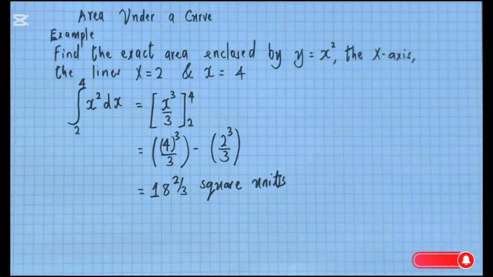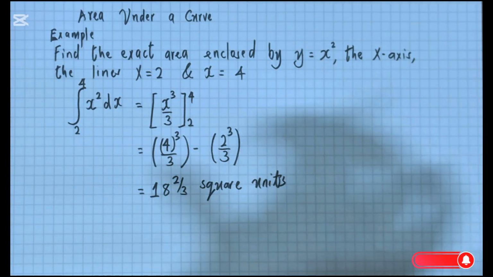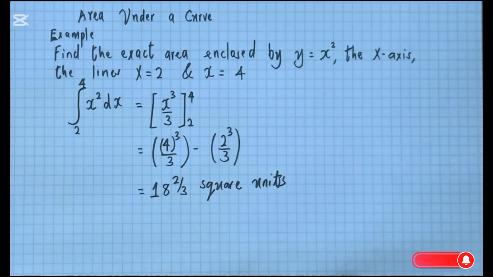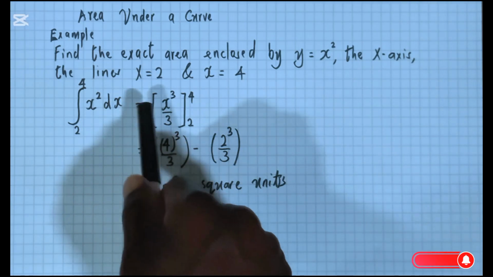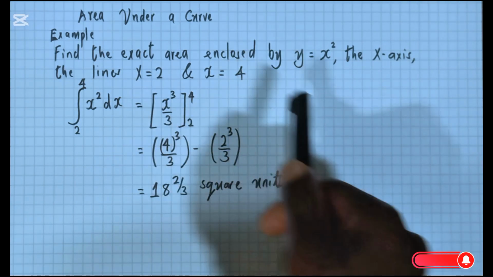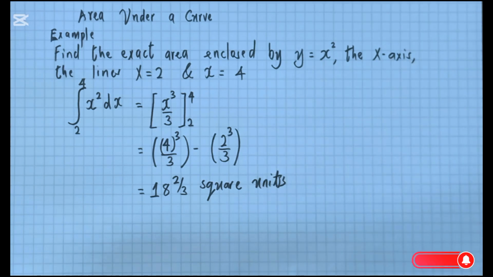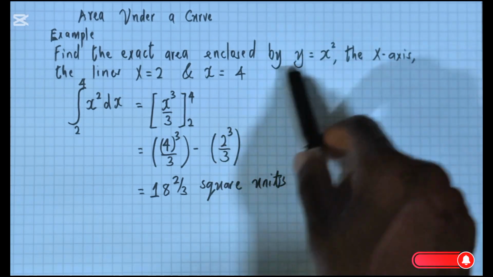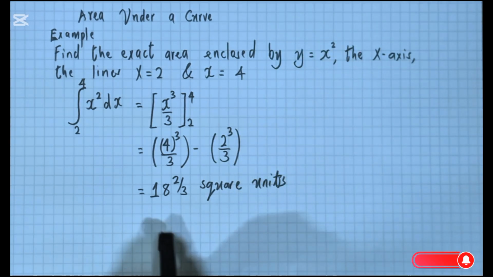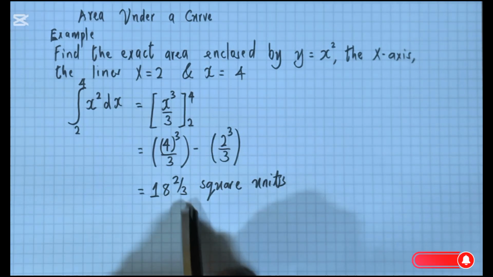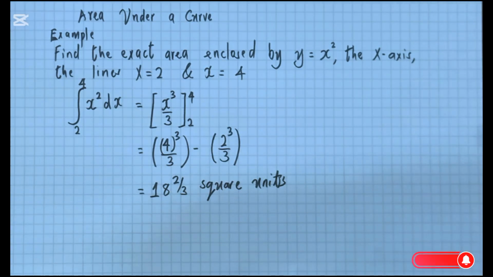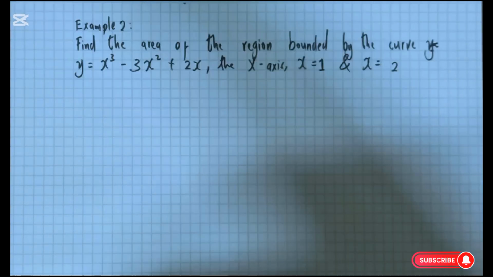So basically what that means is that the shaded region below the curve that was demarcated by x = 2, x = 4, and the x-axis under the curve y = x squared is given to be 18 and 2/3 square units. Let us handle a second example, then see how we can tackle other variable problems under this particular topic of area under a curve.